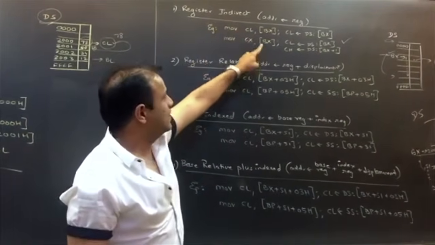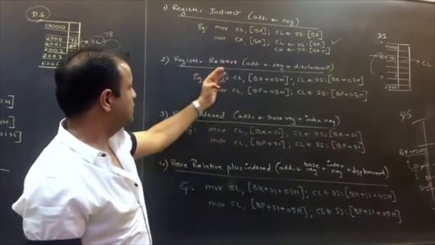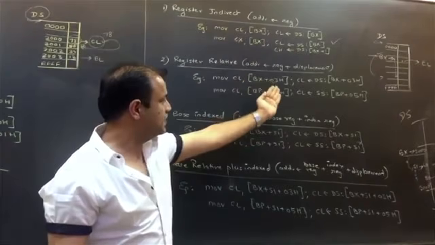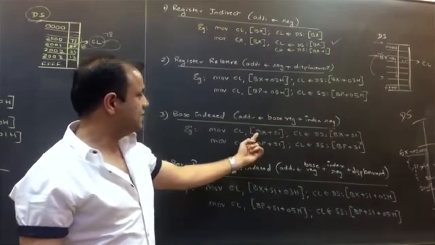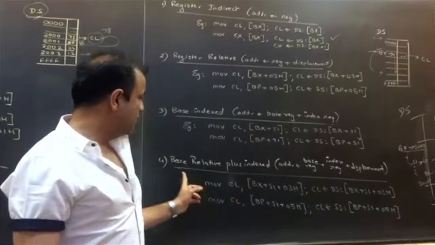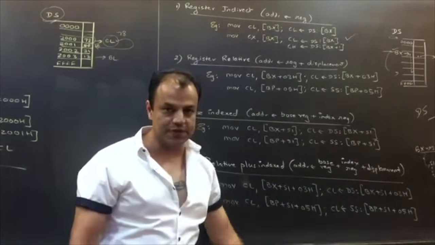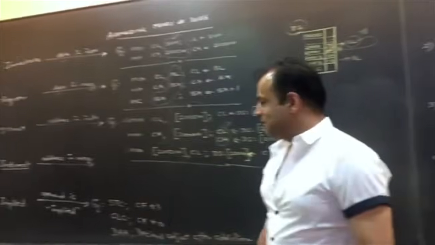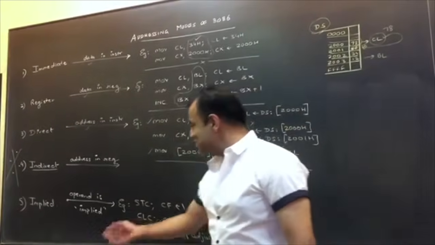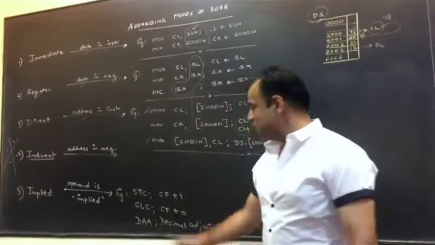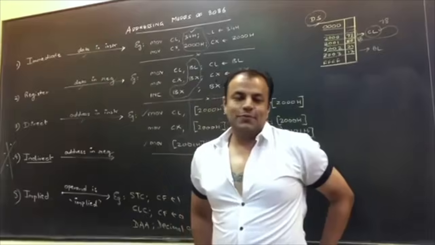Basic form, register indirect, address simply given by a register. Register relative, address is given as a register plus a displacement. Base index, address is given as a base register plus index register. Base relative plus index, address given as a base register plus index register plus a displacement. And the last one is the simplest addressing mode, implied addressing mode. Nothing is given because the operand is implied. That's it, that's what addressing modes are.